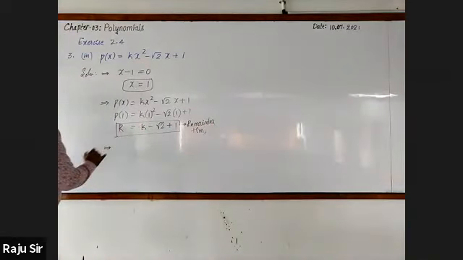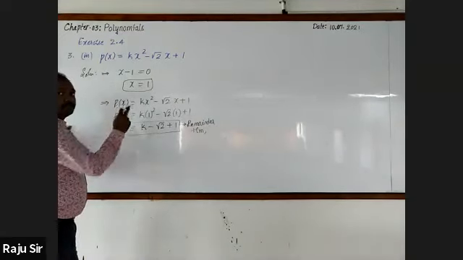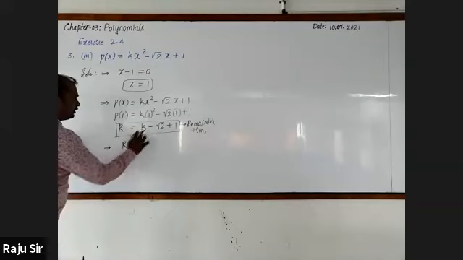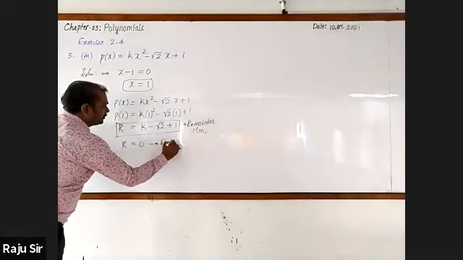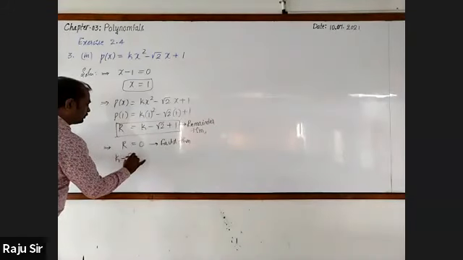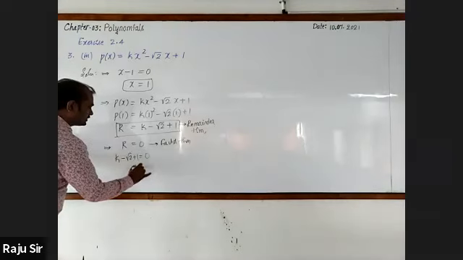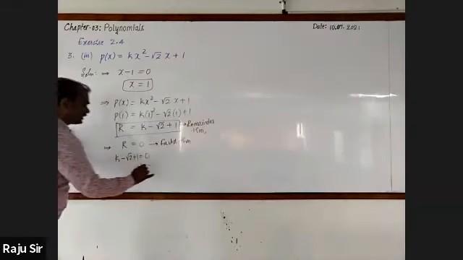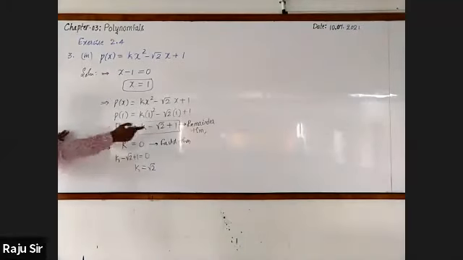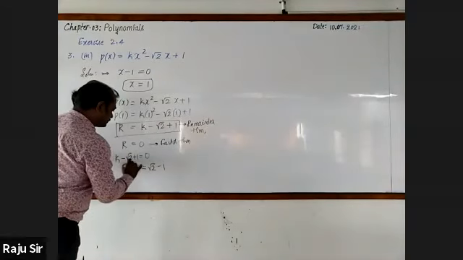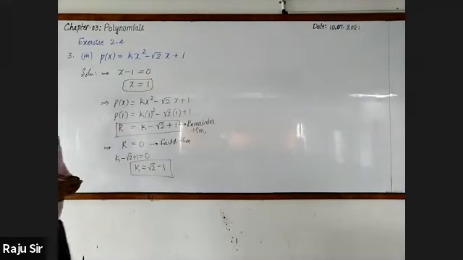Next, as x minus 1 is a factor, the remainder will be zero. Remainder is 0. Then according to factor theorem, it is k minus root 2 plus 1 is equal to 0. K is equal to, transfer minus root 2 to the right hand side, it becomes plus root 2. Plus 1 to the right hand side, it becomes minus 1. So k is equal to root 2 minus 1.